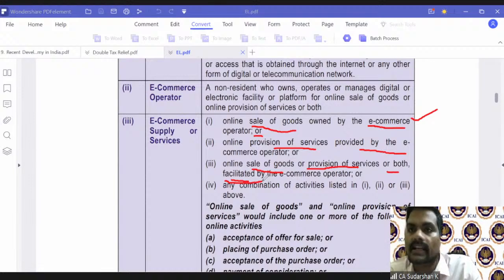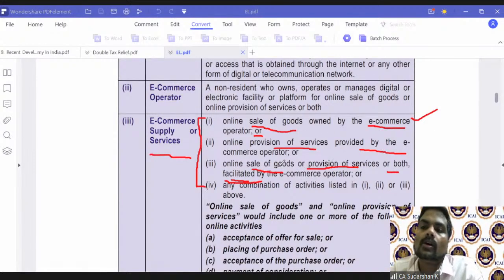So in that sense, like Amazon is a marketplace. So I facilitate online sale of goods and provision of services or both. Which means I'm doing e-commerce supply of services. And the last point, any combination of activities listed in 1, 2, or 3 above. So combination of sale of goods, combination of services, or only sale of goods.